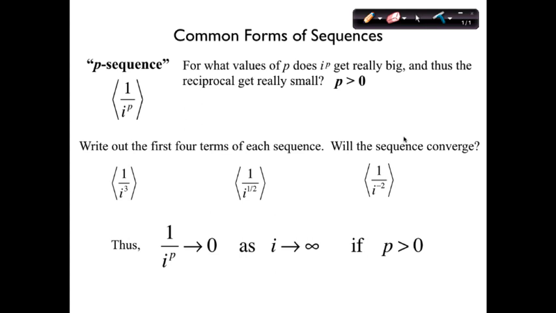Are we good with these p sequences? Okay, moving on. A geometric sequence has this form. Now, what's different about this? It's not a fraction, of course, but this could involve fractions. So what's the main difference between a geometric sequence and a p sequence?